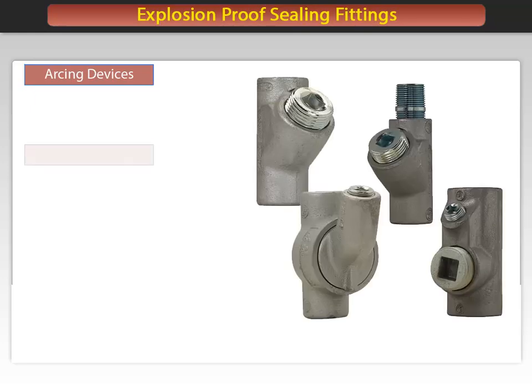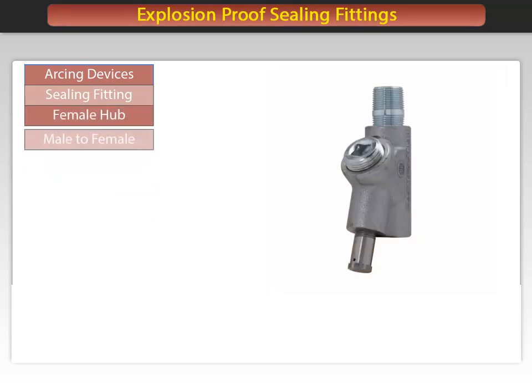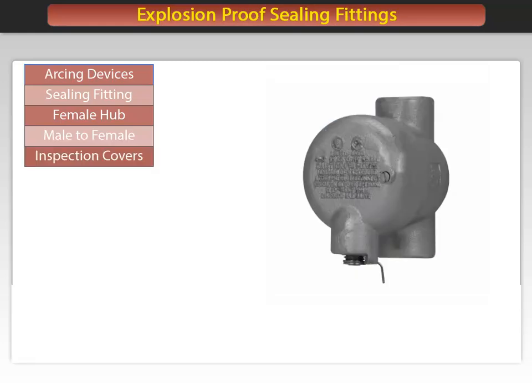Whenever an arcing device such as a motor starter or circuit breaker is used in a hazardous environment, incoming and outgoing sealing fittings are used. These fittings provide a seal to prevent arcs or gases from entering the atmosphere from the starter or circuit breaker. They are available as a female hub or a male and female hub. These come in sizes 1/2 through 6 inches. If periodic inspection of the connection is needed, a larger hub with a removable cover is available.